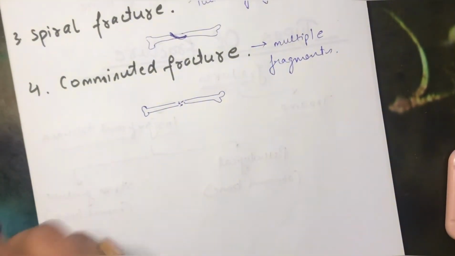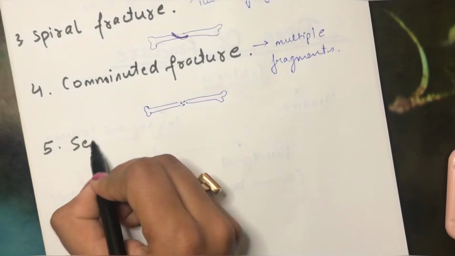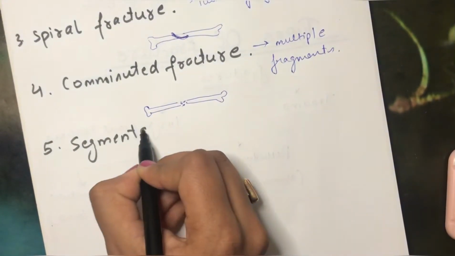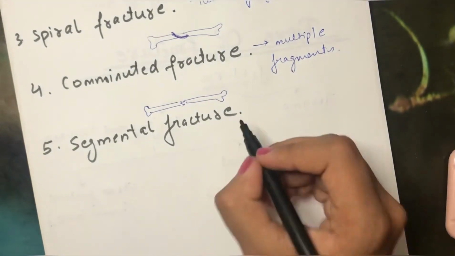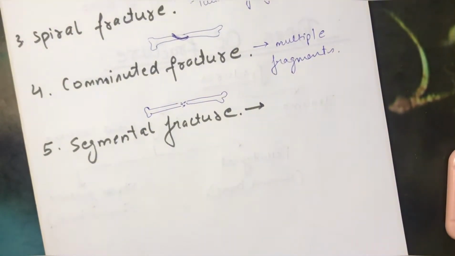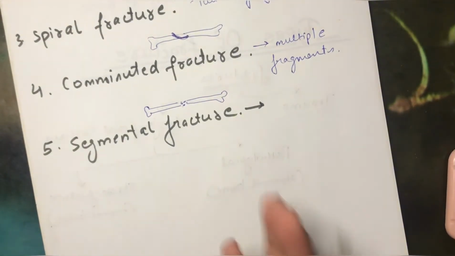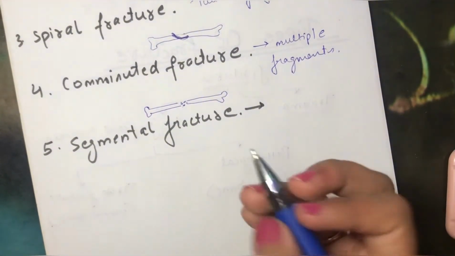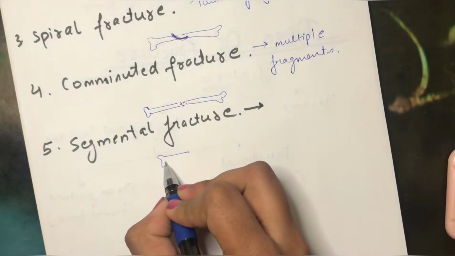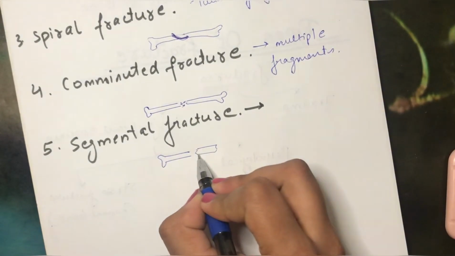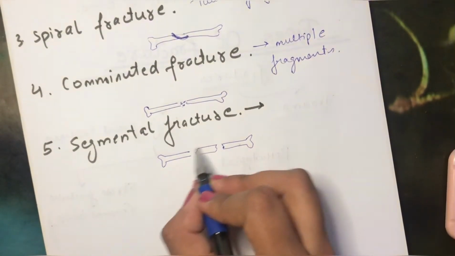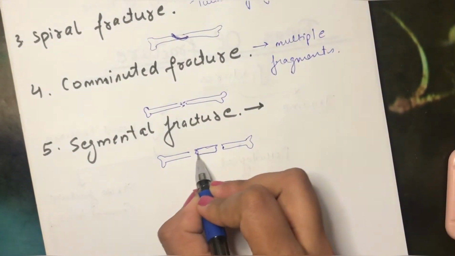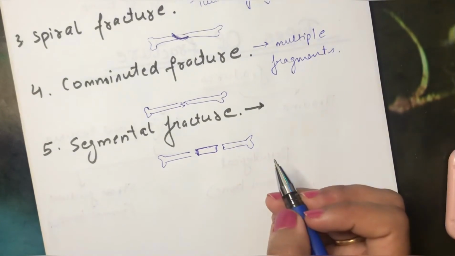And the fifth fracture we have is the segmental fracture. In a segmental fracture there is a fragment separated in the middle. For example, this. So this is a segment which is separated. So this is called a segmental fracture.